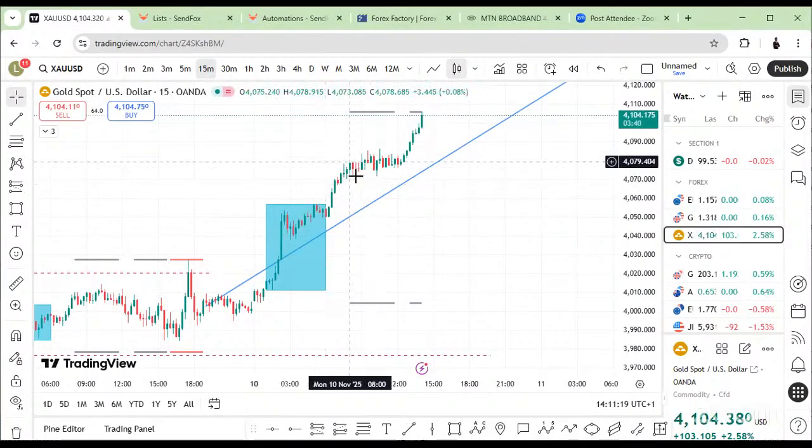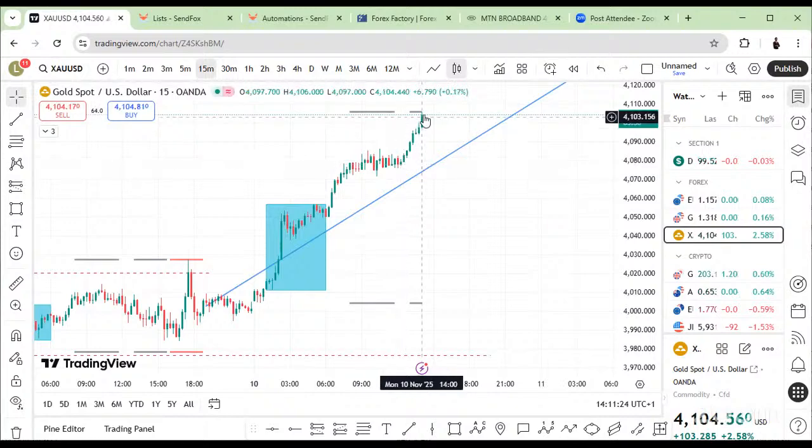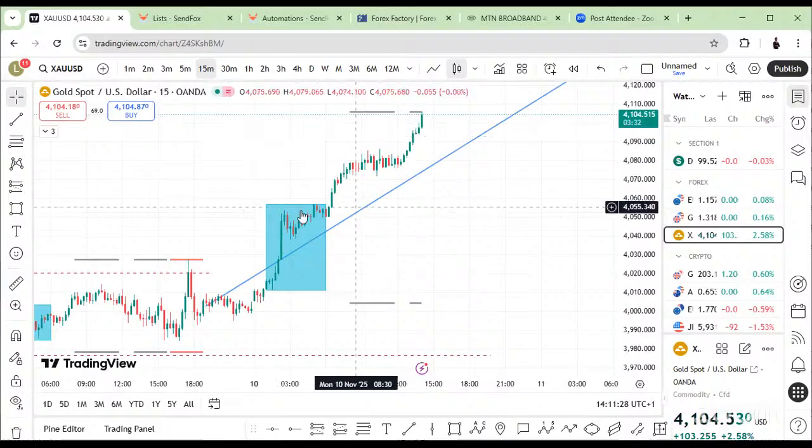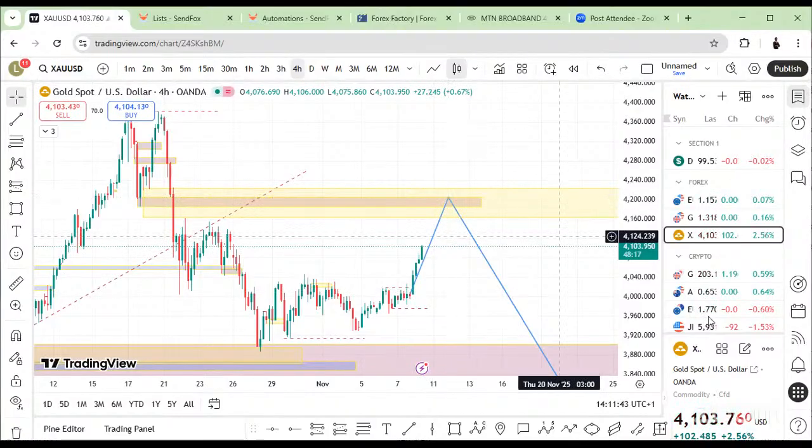Instead, market has just been consolidating since morning, then broke out all the way at the opening of the New York session. So what we are expecting is further buy all the way into the 4-hour POI, which is around the 4,200 level. Price trades all the way to that level. Then we can now begin to consider shorting all the way to the downside.